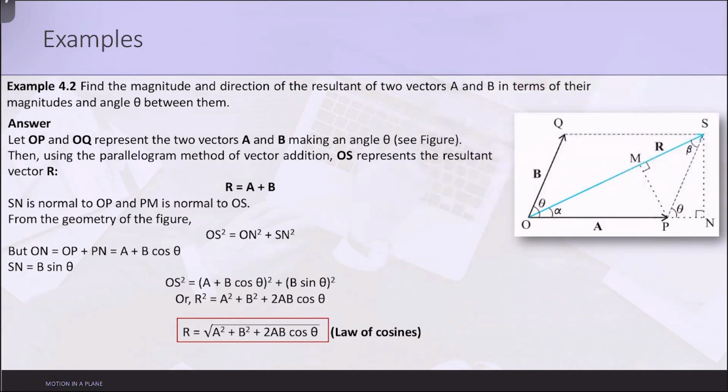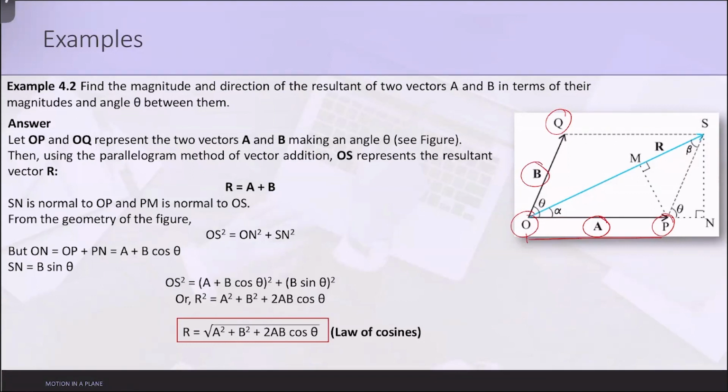Okay, so let us understand here. Let OP and OQ represent the two vectors A and B making an angle theta, as we see in the figure. So this is your OP, which is vector A, and this is your OQ, which is your vector B.